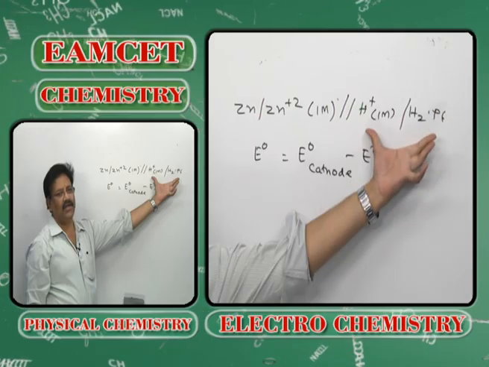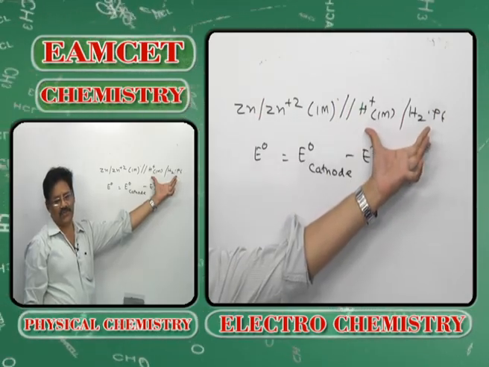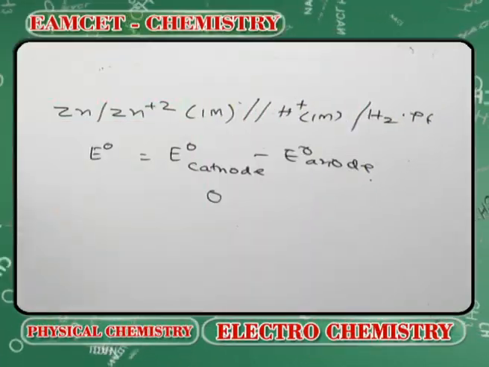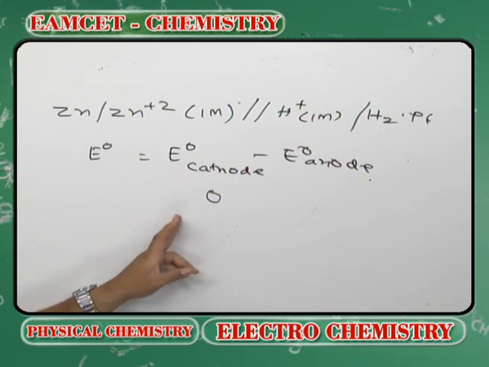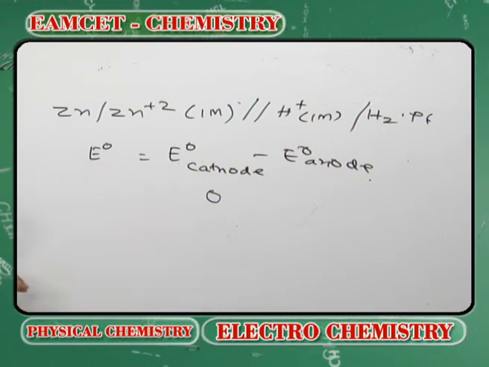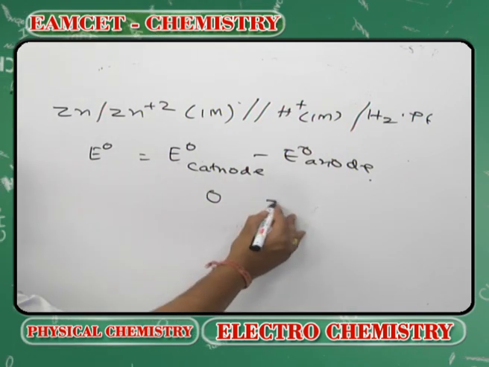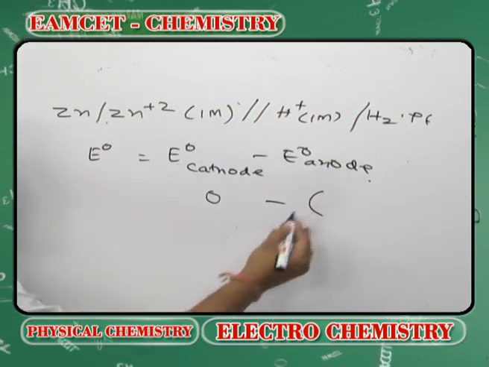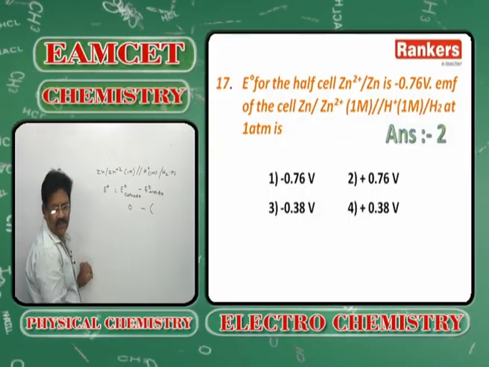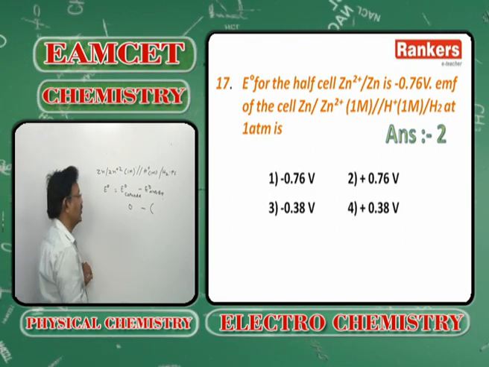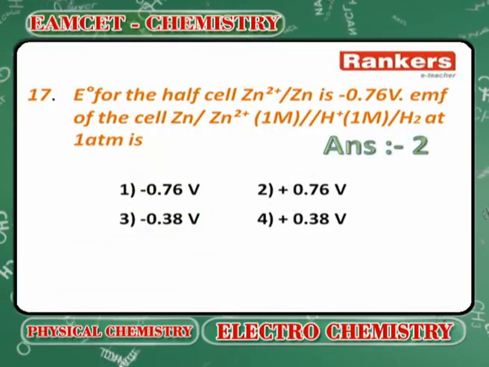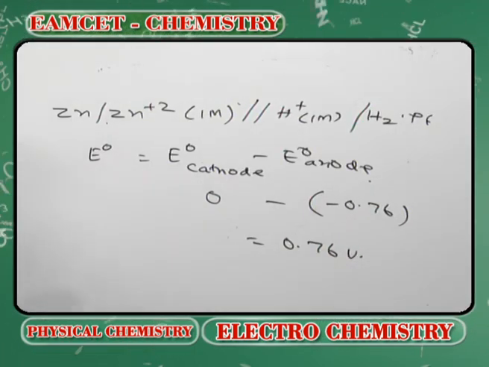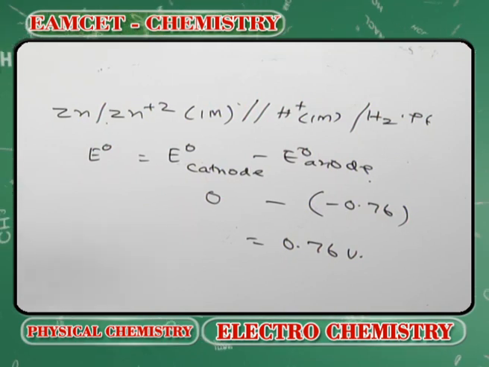What is the cathode here? The standard hydrogen electrode, for which the potential is taken as 0 volts. Now, which functions as the anode? Zn plus 2, whose reduction potential value is given as 0.76. The answer is 0.76 volts. Option 2 is the answer.